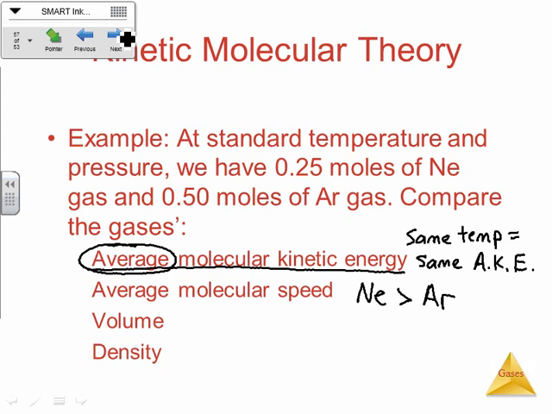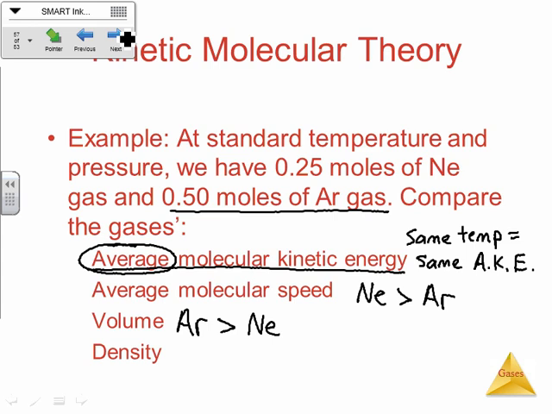Okay. Now, when we get down to volume and density, the volume of the gas is going to be affected by the amount of moles that we have. Okay. And you remember, hopefully, from the other day, the more moles of gas you have, the higher its volume. Okay, that's Avogadro's relationship. So, because we have 0.50 moles of the argon gas, that means that the volume of the argon is going to be greater than the volume of the neon. Okay, now again, we're not thinking about the size of the particles on this part. Because remember, the assumption in the kinetic theory is that these gas particles themselves have zero volume. So we're not thinking about the volume of the gas particles themselves. We're thinking about the amount of space they take up as they spread out to fill their container, okay?